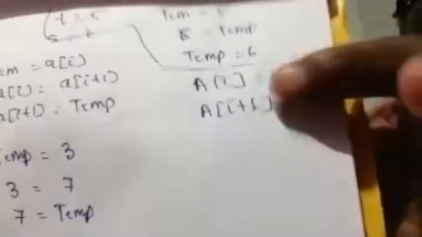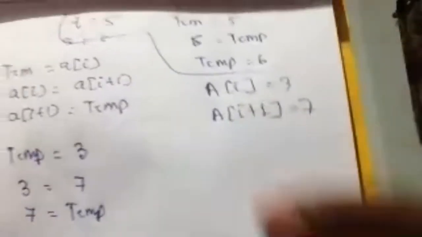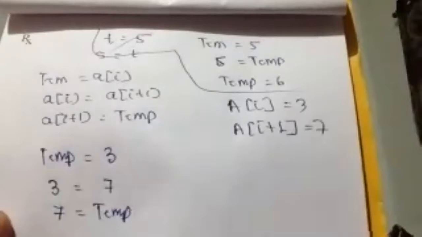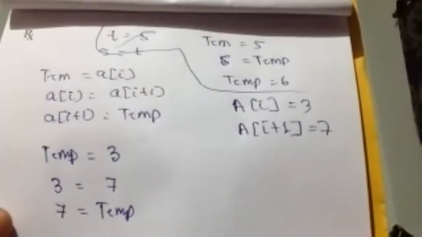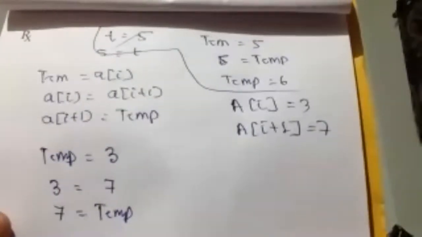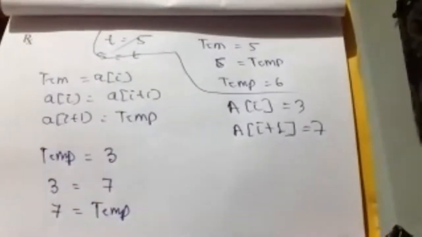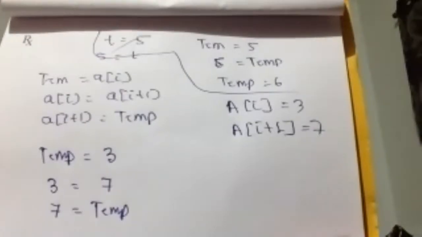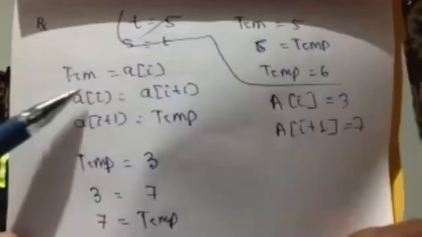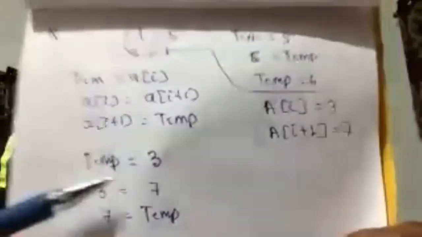Temp equal to, you compare with this one. Temp equal to what? AI. What is the value of AI? 3. 3, the first value. So I assign it to temp. In this case, temp equal to what? AI. AI equal to what? 3. So I am putting temp equal to 3.